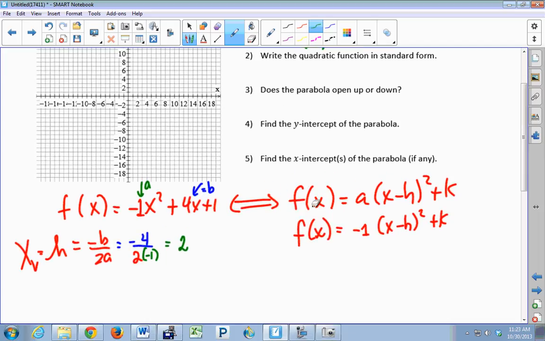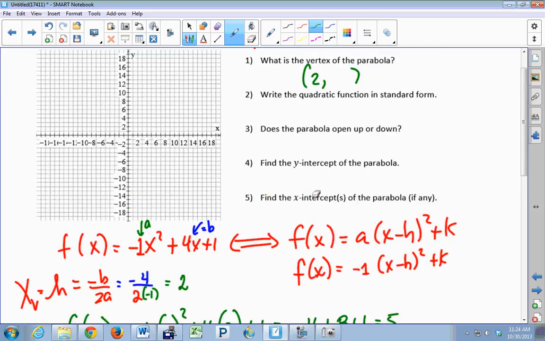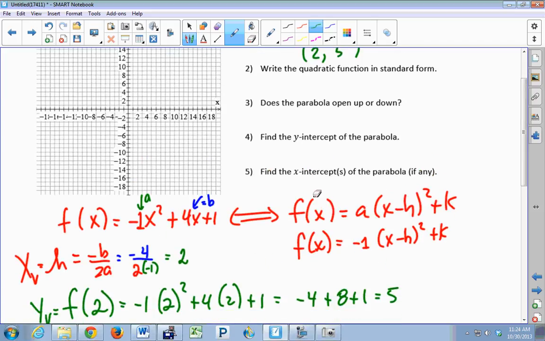And now I've got to find my y value. How do I find my y value? I just plug it in. It's f of 2, f of -b over 2a. So I put 2 into my formula. Everywhere I see an x, I put a 2. And I get -4 plus 8 plus 1, which is 5. So now I know the y value of my vertex is 5. So I've got my vertex. That's fantastic. And now I can write this quadratic function out in the vertex or standard form. There I am.